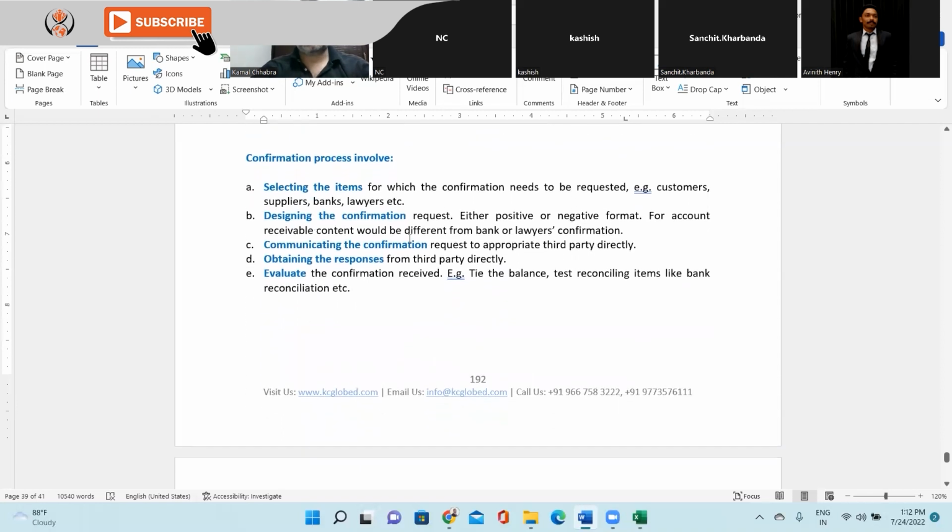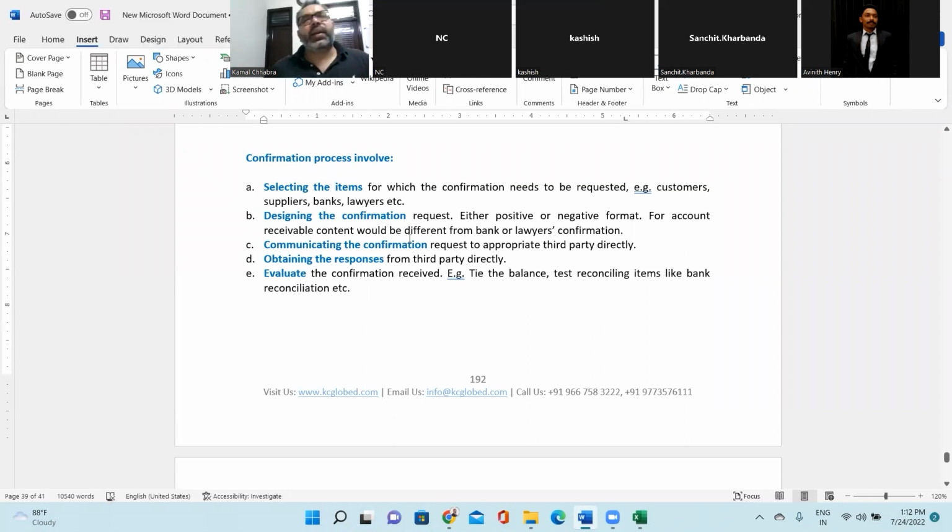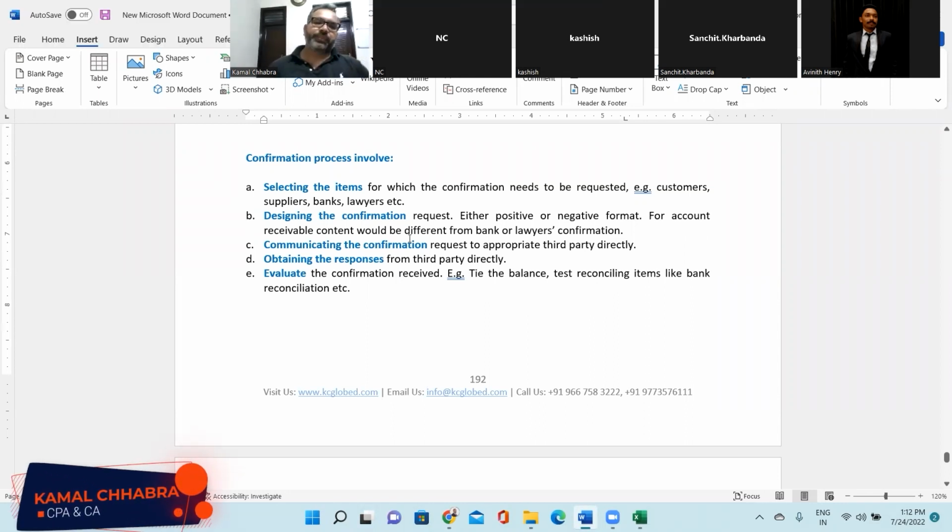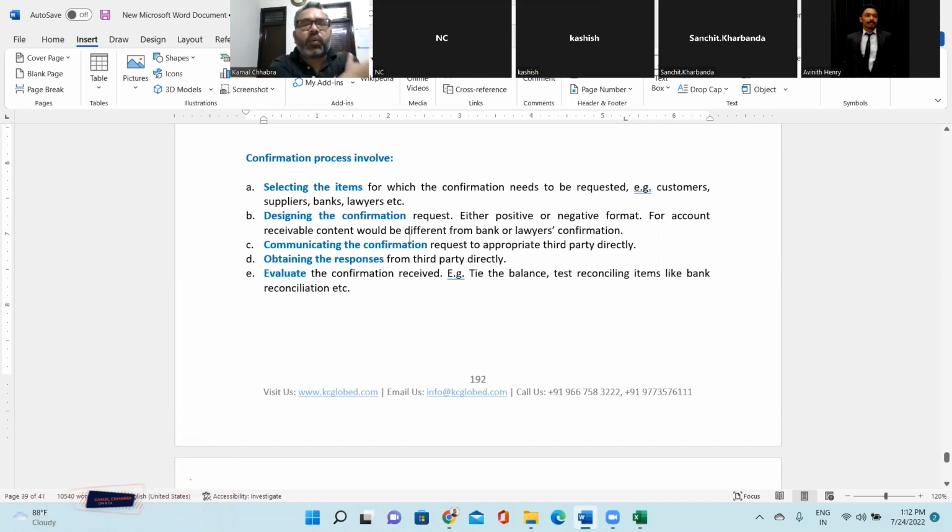Now, what is the confirmation process? First is selecting the items for which you need to request confirmation: maybe your customers, your suppliers, your banks, your lawyers, your lenders. The first and foremost important thing is identification and selection of the sample. Second is designing the confirmation request. The request you make to the customer would not be the same as the request you make to the lawyer. For the lawyer, you might be drafting a different request letter.